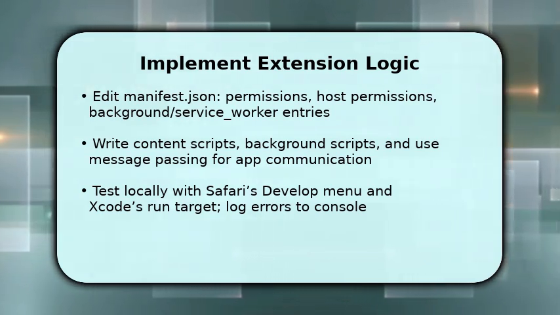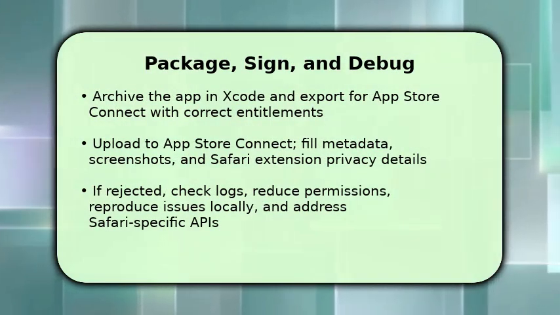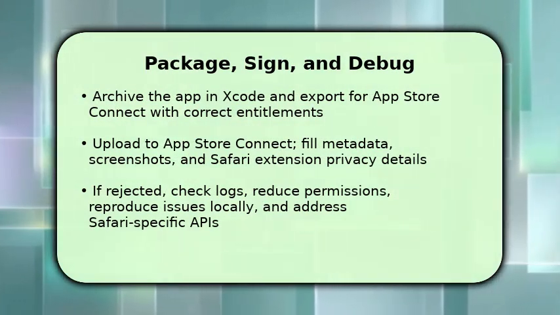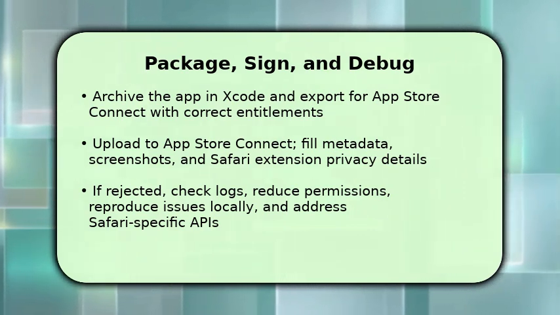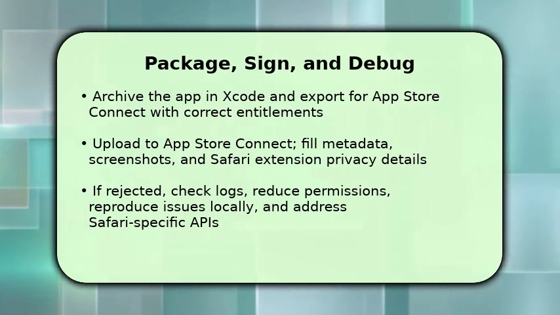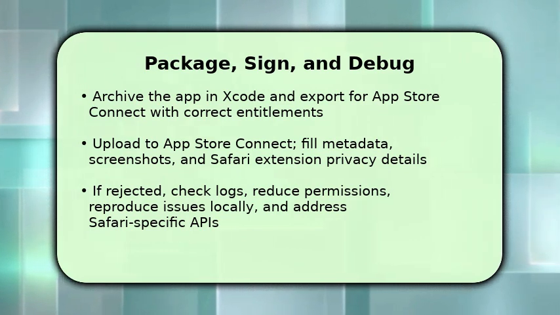Finally, archive the host app in Xcode and export using your distribution profile so the extension is signed correctly. This packaging step ties the extension to your App Store record. Upload the build to App Store Connect, complete the product page including privacy declarations and screenshots, and submit for review.